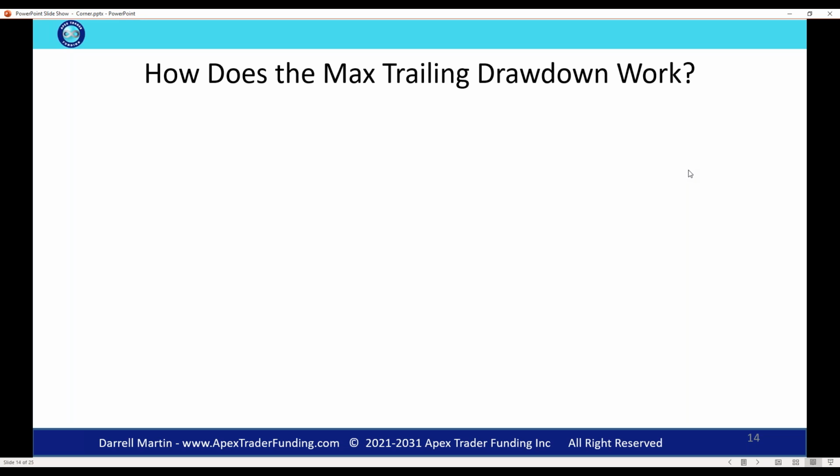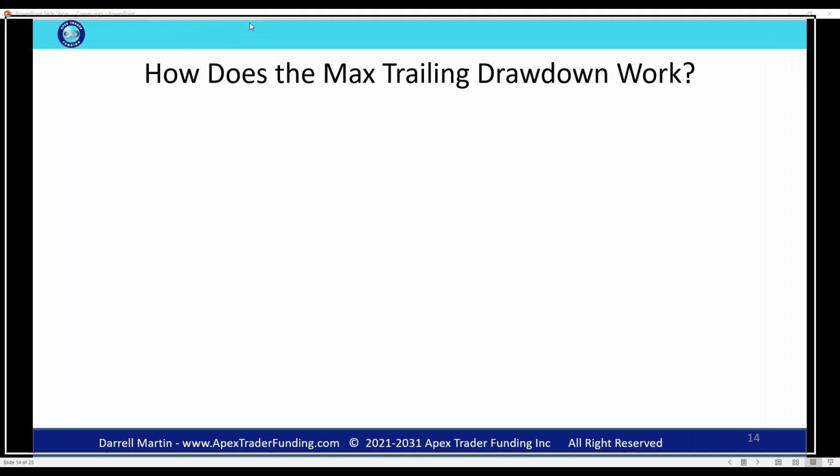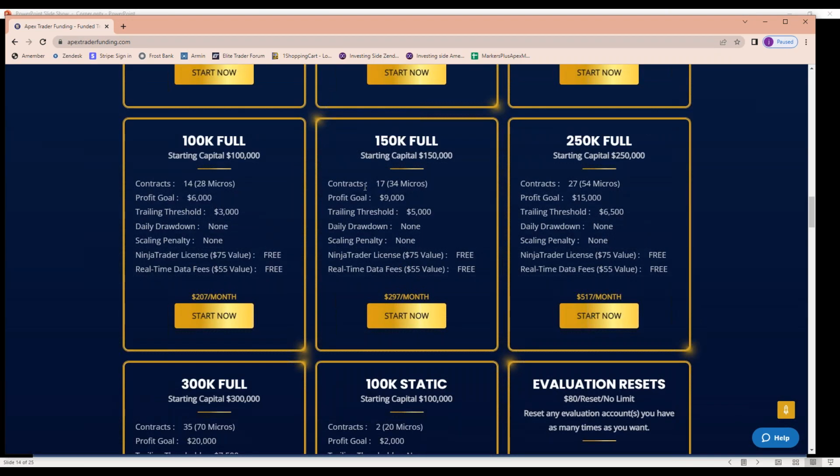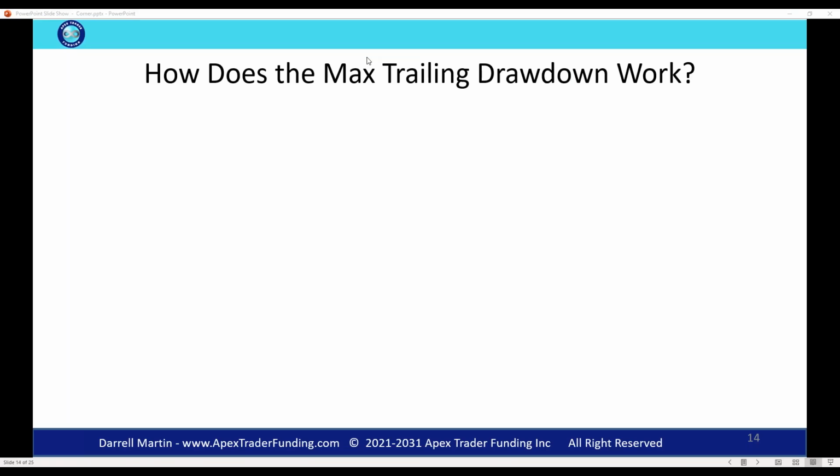So each one of these evaluation plans right here, okay? Each one has the account size listed, number of contracts, the profit goal, and then trailing threshold. What does trailing threshold mean? Okay, try to follow along with me here, all right? Because it takes a minute to fully understand it.